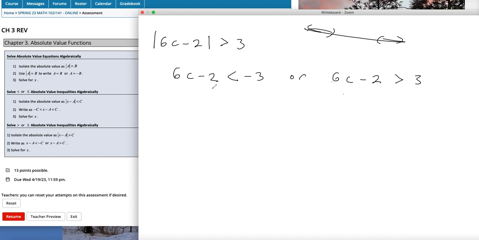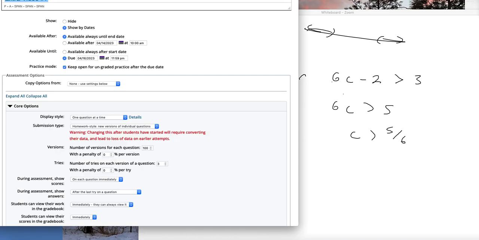Okay, so let me finish solving this out. We'll add this 2 over, and that is 6c is now less than negative 1, and then bringing the 6 over, c is less than negative 1/6. And then on this side, we got 6c, add the 2 over, is greater than 5, or c is greater than 5/6. And let's see, how did they want the answer on this one?